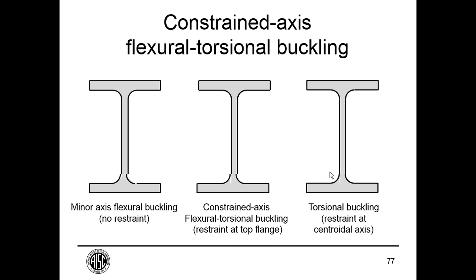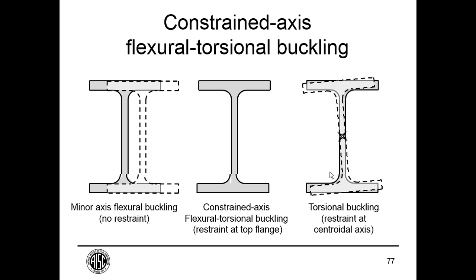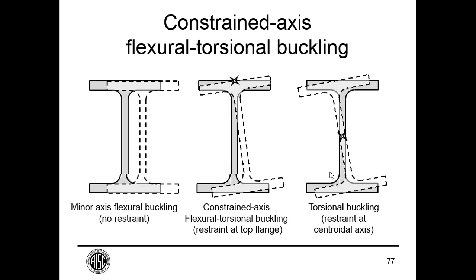So here's a diagram of those different modes. This would be minor axis buckling. The whole section moves laterally. This is torsional buckling. It twists about its centroidal axis. And then constrained axis flexural torsional buckling. It twists about that point of restraint.